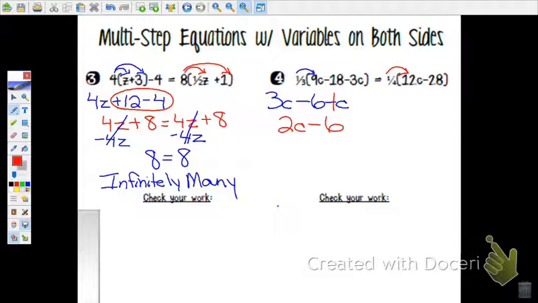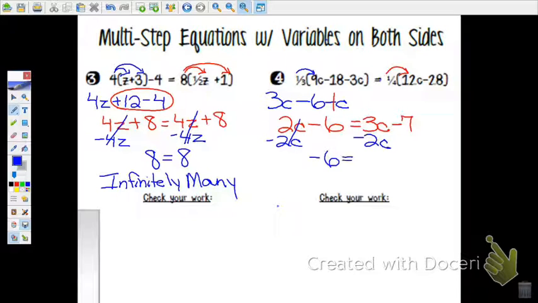So 12c divided by 4 gives me 3c, minus 28 divided by 4 is 7. So 2c minus 6 equals 3c minus 7. Want to eliminate a variable. I'm going to pick on the little guy. So subtract 2c from both sides.